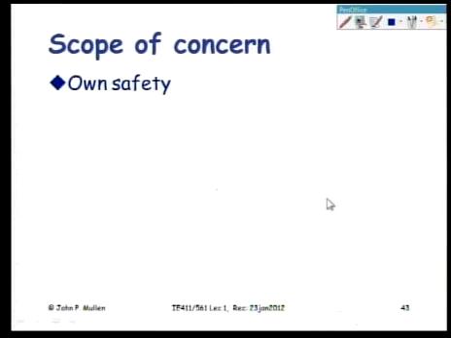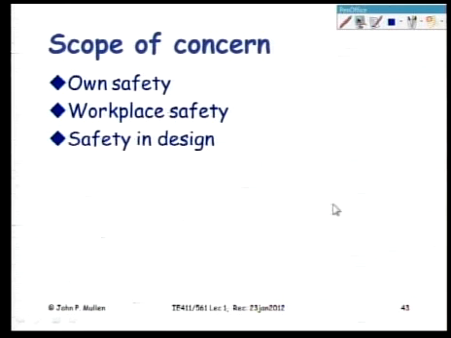Scope. First of all, hopefully everybody here is going to be concerned for their own safety, right? Yes. Now, workplace safety: when you're going in working somewhere, be it a factory or a retail establishment or an office building, hopefully after this course you'll notice things that need to be addressed. Whether or not you can address them is another issue.